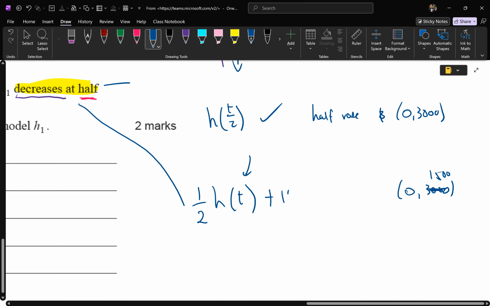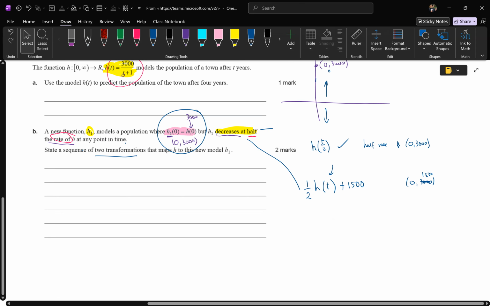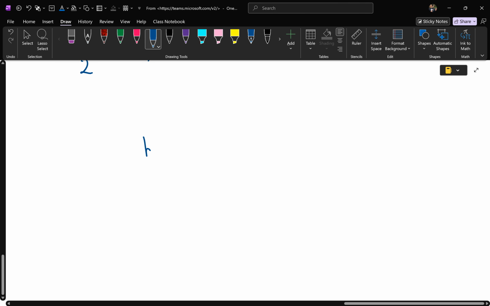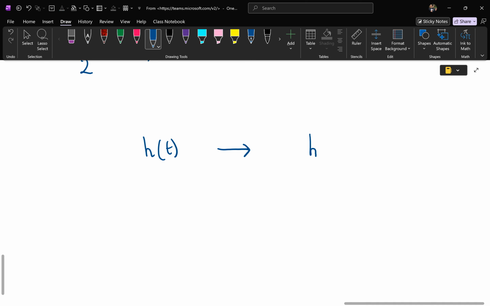So what it's saying is that's what the new transformed graph should look like. There were two possibilities there, but because they said two transformations, it makes it a bit confusing, because the language says decreases at half the rate of h at any point. So I would have thought it was the first one. But since it says two transformations, essentially this is what you're doing. You're saying the original graph h of t, you want to map it now to the new h1 of t, which we just figured out was half of h of t plus 1,500.